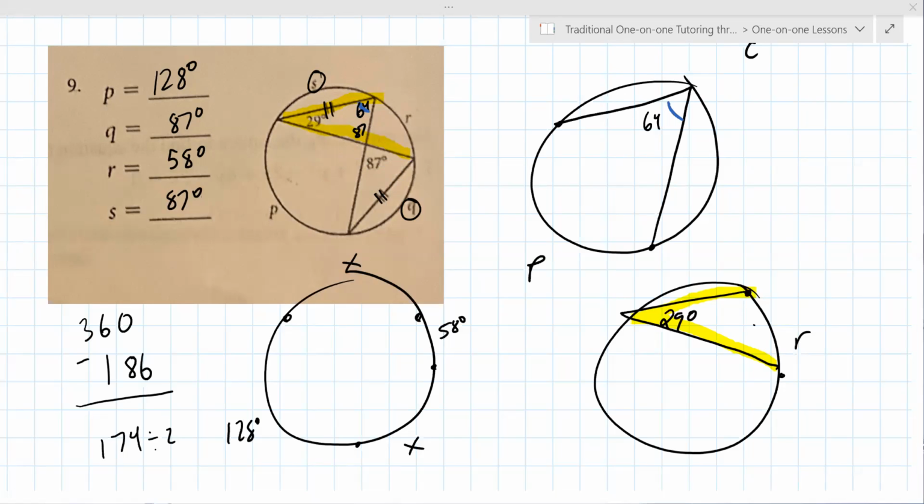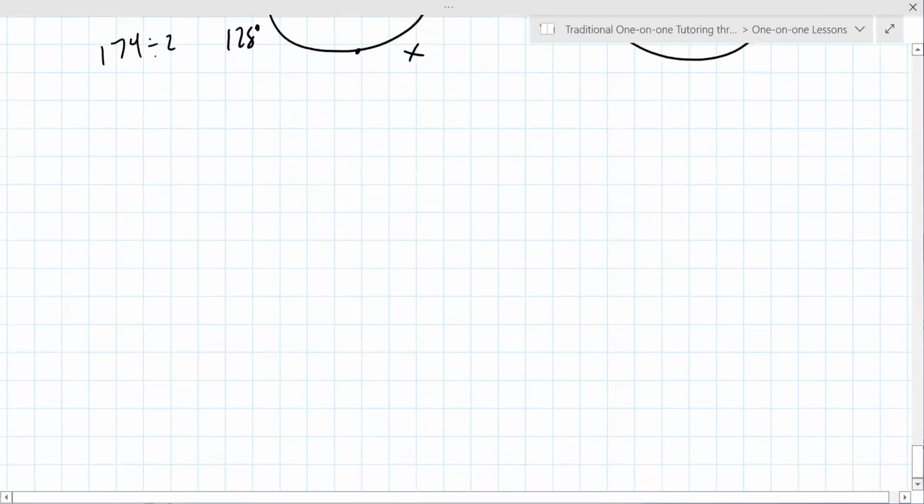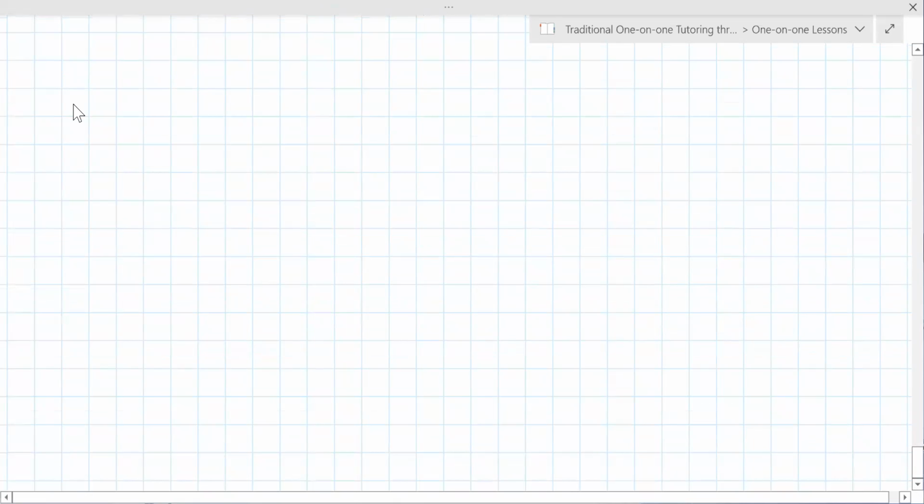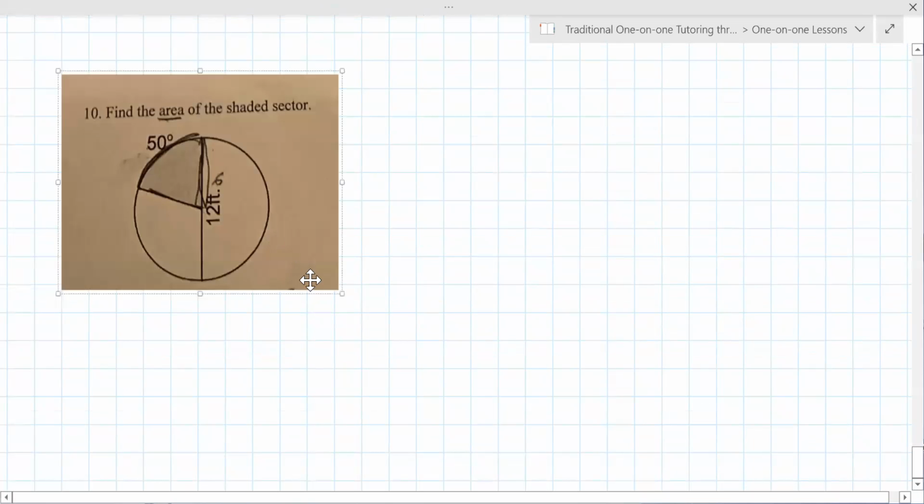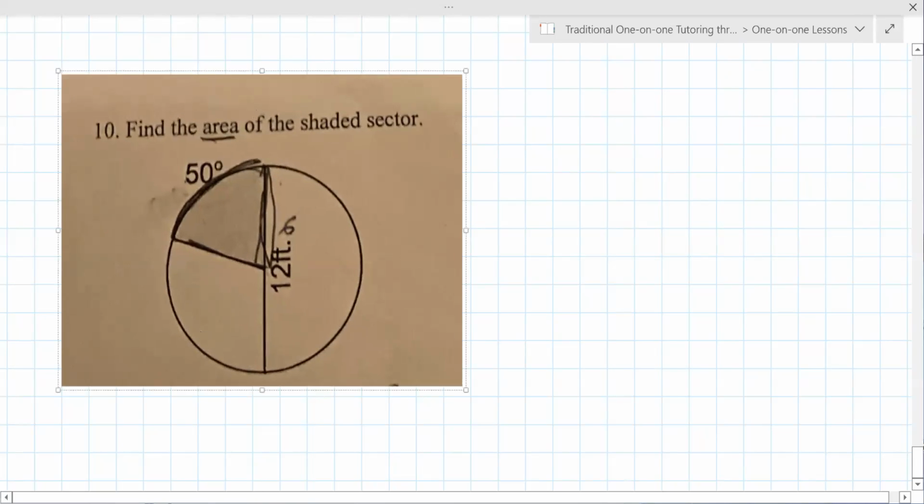All right, so on to number 10. I did that one with a teacher because I had no idea really. So this is finding the area of the pizza slice. They don't give you this formula in the book, but we're gonna work it out here.